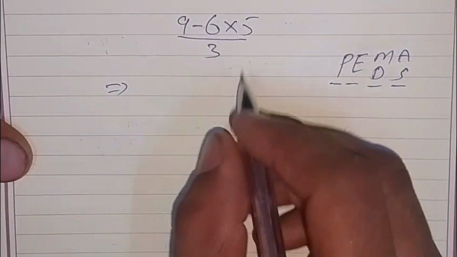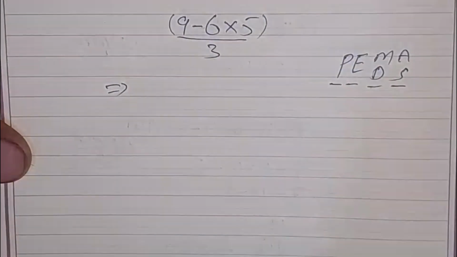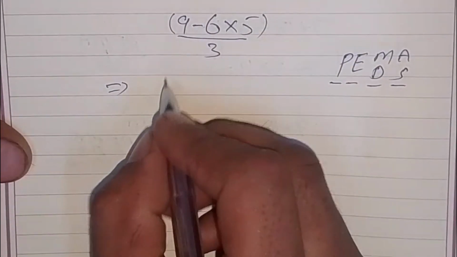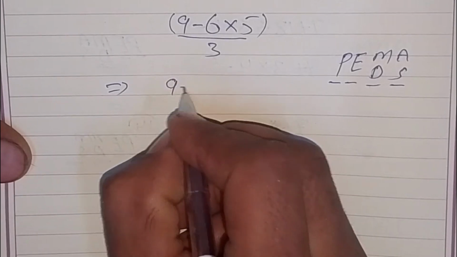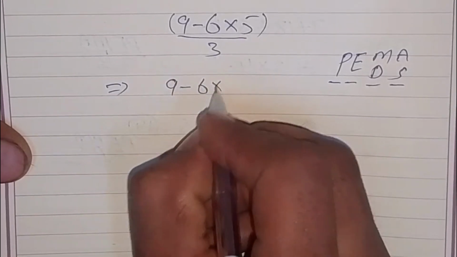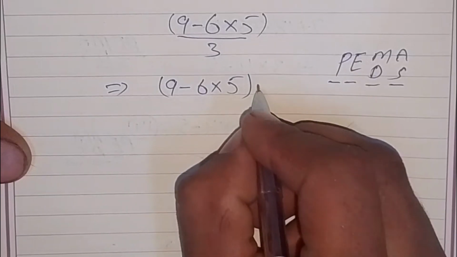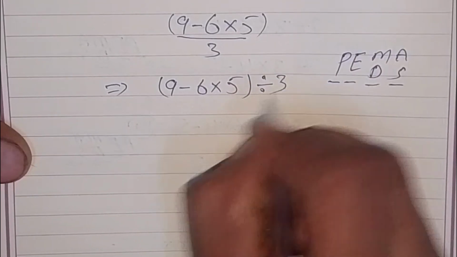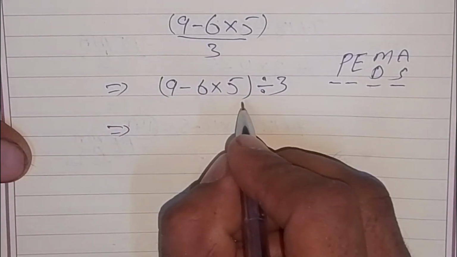Now first of all we solve the numerator. Now we write it as 9 minus 6 multiplied by 5, divided by 3. Inside of the parentheses we solve first.